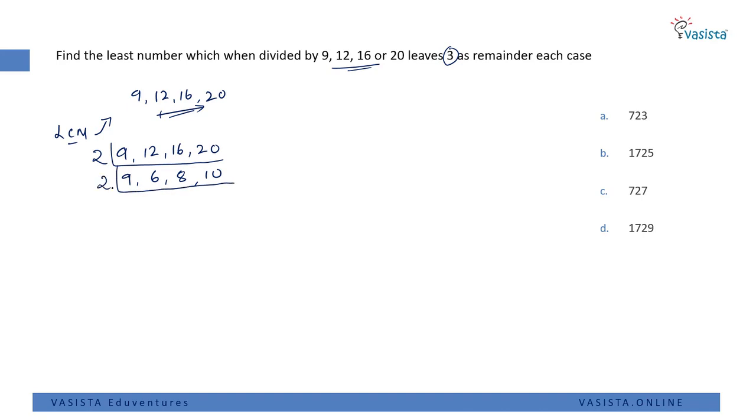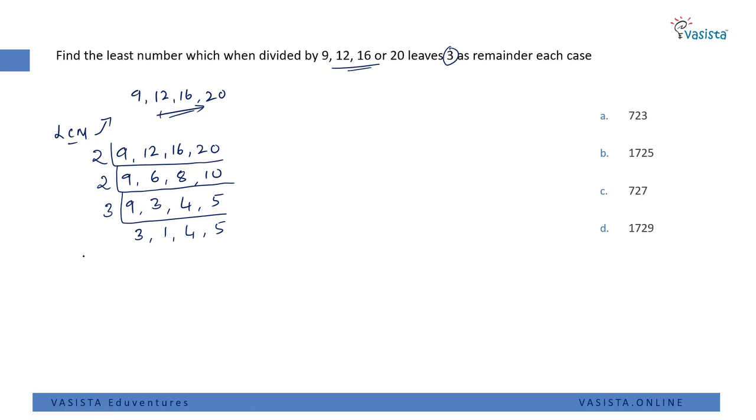Again let me go with 2. 9 I'll keep as it is. 2 3s are 6, 2 4s are 8, 2 5s are 10. Again I'll go with 3. 3 3s are 9, 1, 4 and 5. Further division is not possible.